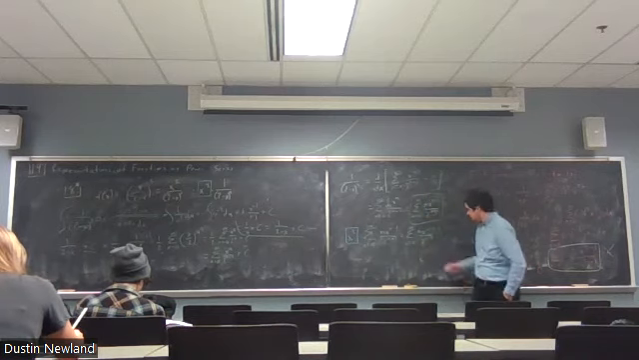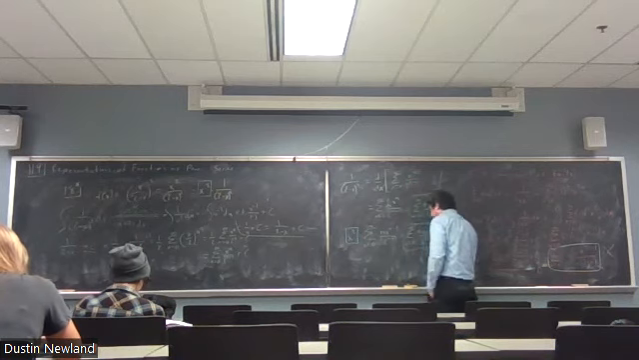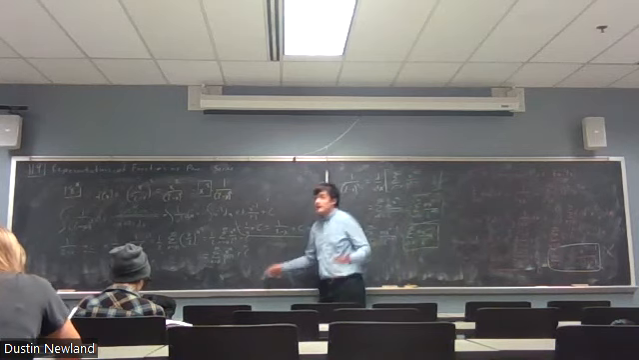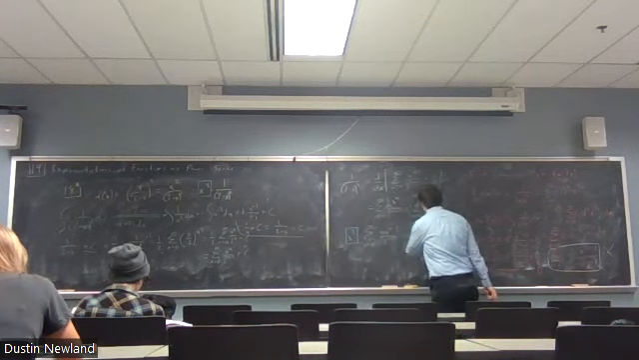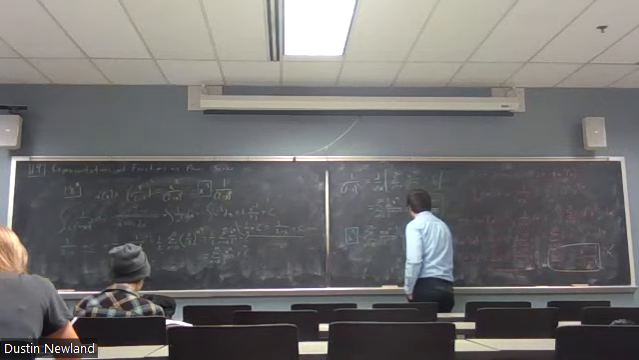Okay, so this is a perfectly valid answer. Since these are both the same power, n plus 1 and n plus 1, I might just write this as n times x over 2 to the n.